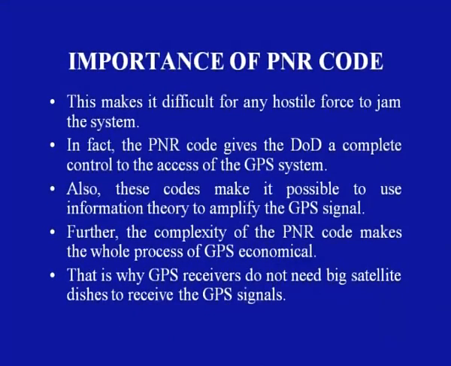Well, this also provides another advantage, and that is that the system cannot be tampered with by any hostile force which may try to jam the system. In fact, the PRN code gives the Department of Defense complete control over access to the GPS system. Also, these codes make it possible to use information theory to amplify the GPS signals. Further, the complexity of the PRN code makes the whole process of GPS economical, and that is why GPS receivers do not require big satellite dishes to receive the GPS signals.